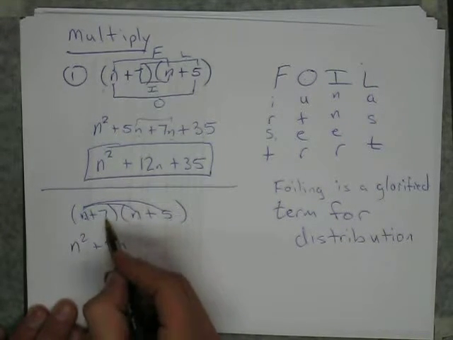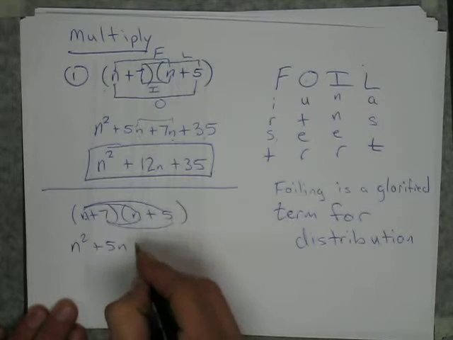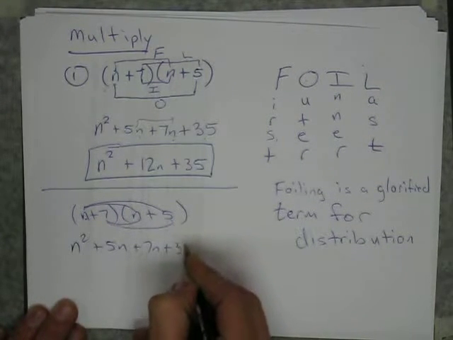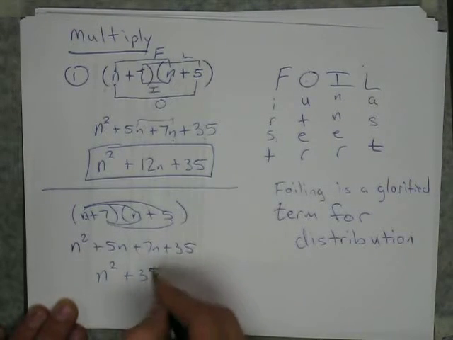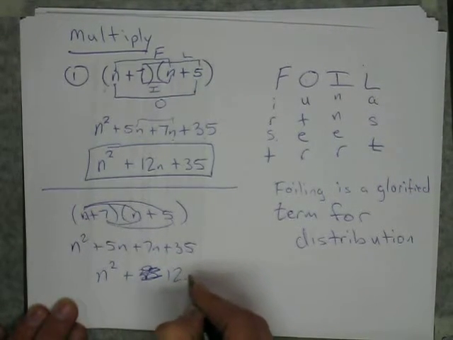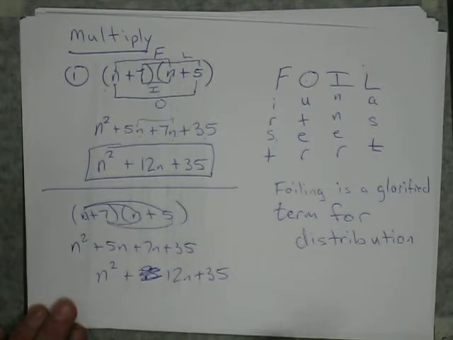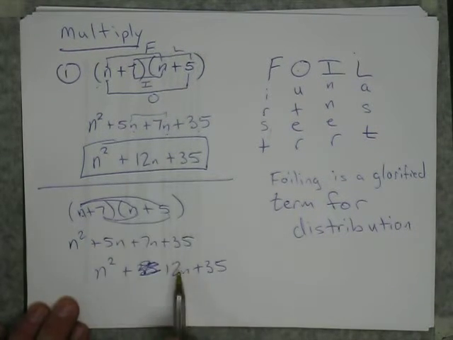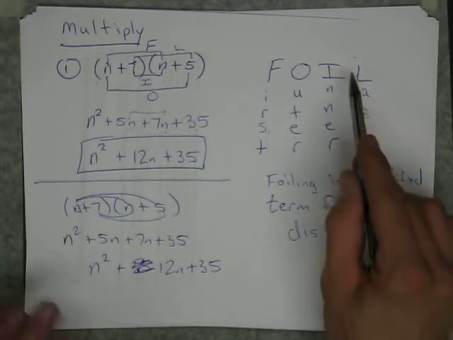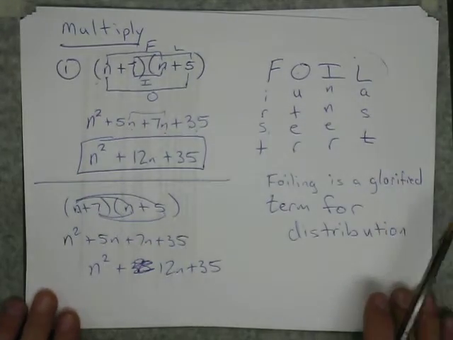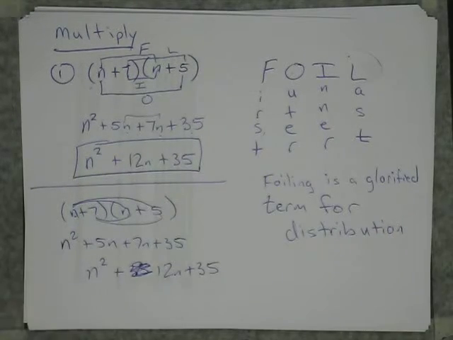Then I'm going to take the 7 and distribute in as well, so plus 7n plus 35, and you would end up with n squared plus 5n plus 7n plus 35, which is n squared plus 12n plus 35. And you end up with the same answer. So you just distribute in, but we can use the acronym FOIL to help us with the order of how we multiply in.